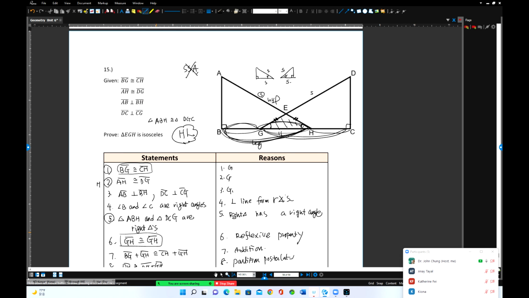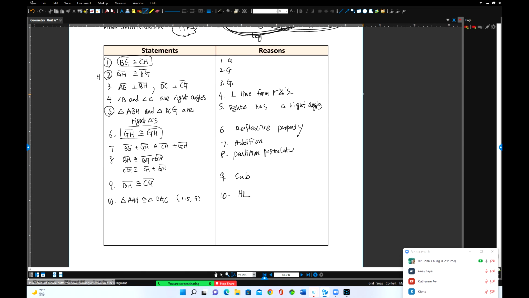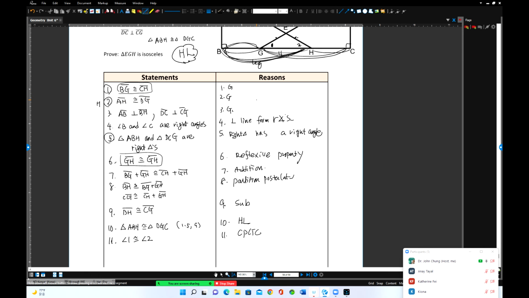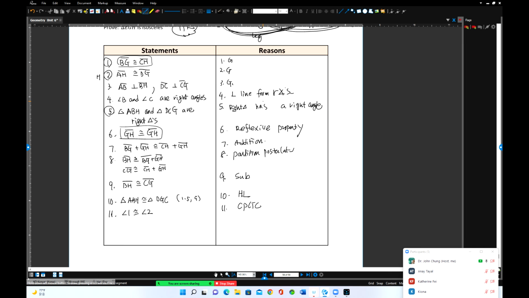After that, we can say angle 1 and angle 2 are congruent. I'm going to use this one, angle EGH, corresponding angles. Make it simple. Angle 1 and angle 2 are congruent. The reason is CPCTC, corresponding angles. Sometimes you can use this number by your own. It doesn't matter. You can define this one. By our definition, isosceles is two congruent sides. So we set EH congruent to EG.